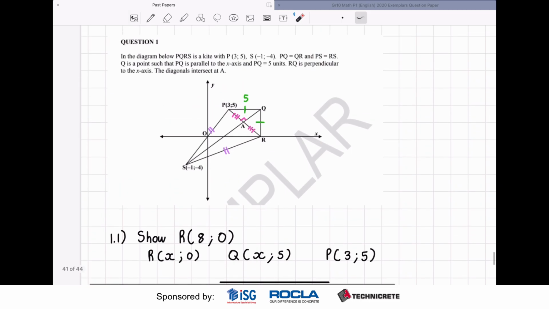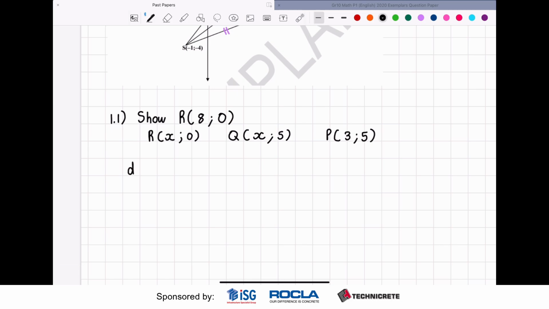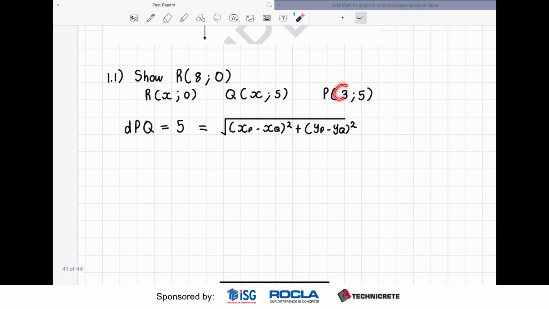And in the question, I was also told that PQ is 5 units. So I know that the distance of PQ is equal to 5. And if I write out that whole formula, I know that this is going to be the x value of P minus the x value of Q, all squared, plus the y value of P minus the y value of Q, all squared. So I know the ones for P. I know that this is x of P, and I know that this is y of P, and I know that this is y of Q, and the only thing that's going to be left is this x of Q.